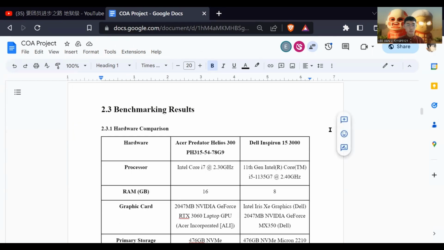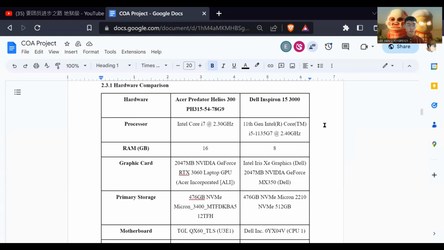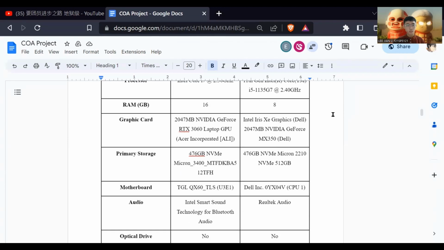This is the model of the two laptops that we use. The first one is the Acer Predator Helios 300 and the second is the Dell Inspiron 3000. And this is their specification.